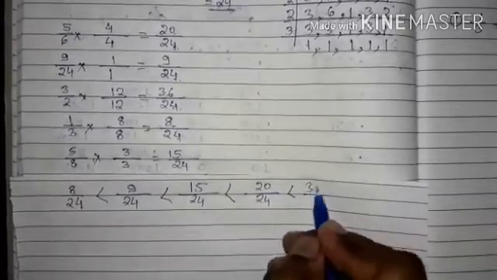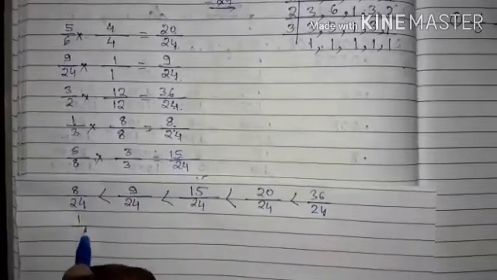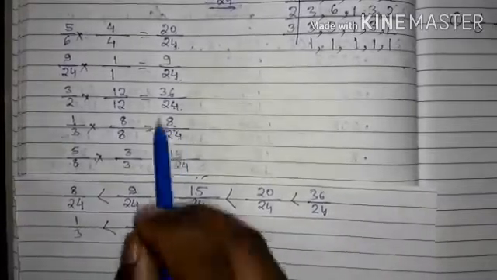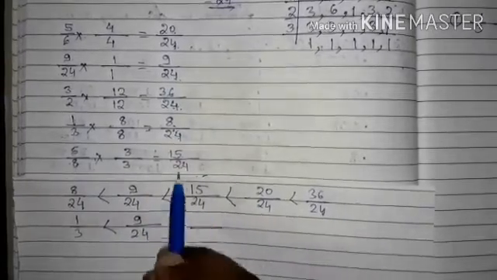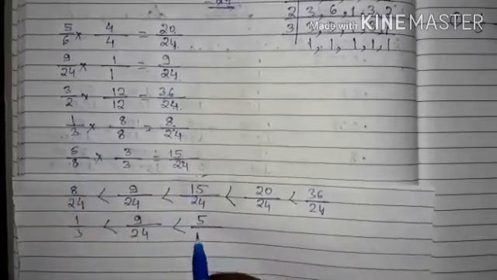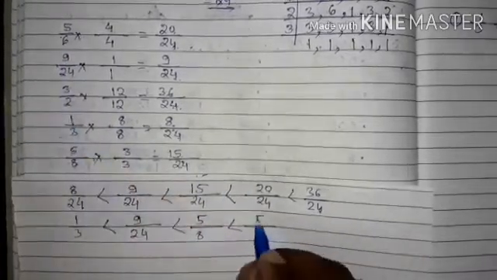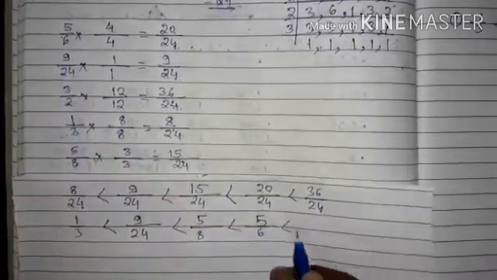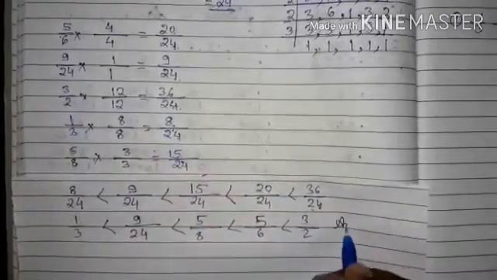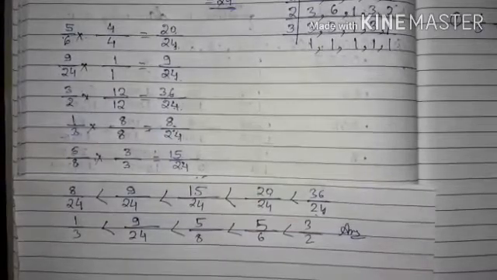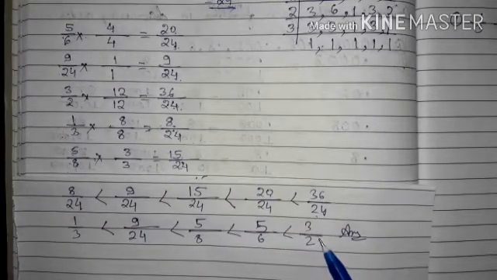Then 36 upon 24. So 8 upon 24 came from 1 upon 3. 9 upon 24 came from 9 upon 24. 15 upon 24 came from 5 upon 8. 20 upon 24 came from 5 upon 6. And 36 upon 24 came from 3 upon 2. That is our answer. Like this you have to do it in increasing order.